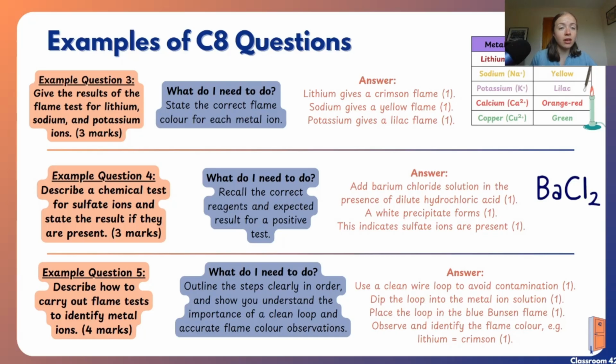Dip the loop into the metal ion solution. Place the loop in the blue Bunsen burner flame. It's really important to state that as well, and observe and identify that flame colour change. So for example, lithium could be crimson, but they haven't asked you to give an example here. I've just put that in as a bit of extra.